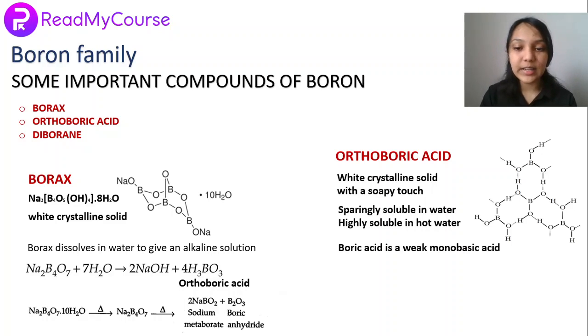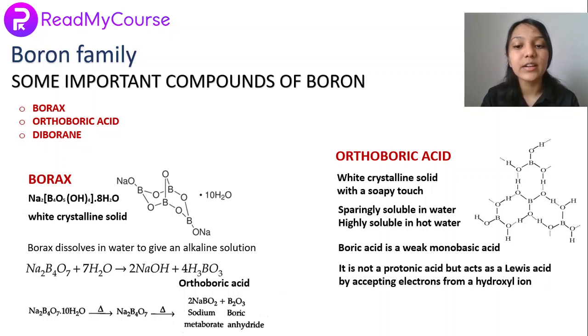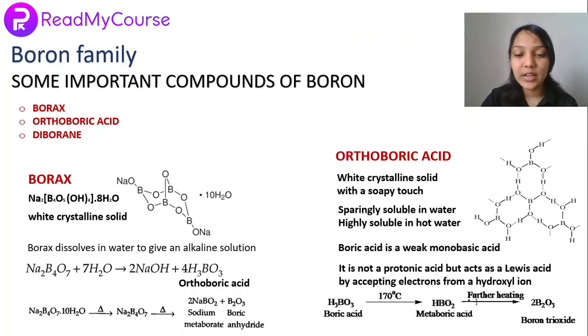And next, boric acid is a weak monobasic acid. It is not a protonic acid, but it acts as a Lewis acid by accepting electrons from the hydroxyl ion. This boric acid is a weak monobasic acid, but it's not a protic acid, yet it still reacts as a Lewis acid by accepting electrons from a hydroxyl ion. And this is the reaction when boric acid at considerably high temperature forms metaboric acid, and then we get boron trioxide, like the previous equation itself.